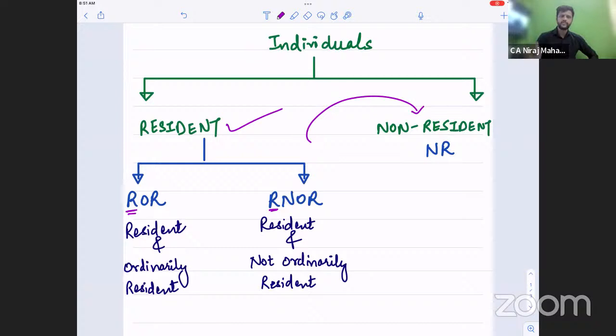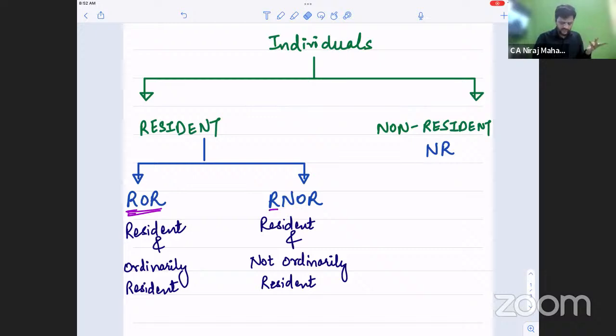So these are like levels. First level: resident or non-resident. If in the first level they are resident, then we check whether they are ROR or RNOR. But our ultimate final answers are only these three: ROR, RNOR, or NR. Are you getting my point? If they clear the first level, they are resident. Now we need to decide whether they are ROR or RNOR. Understood? So for individuals, our final answer is ROR, RNOR, or NR.